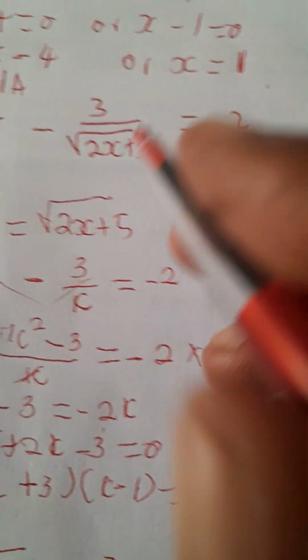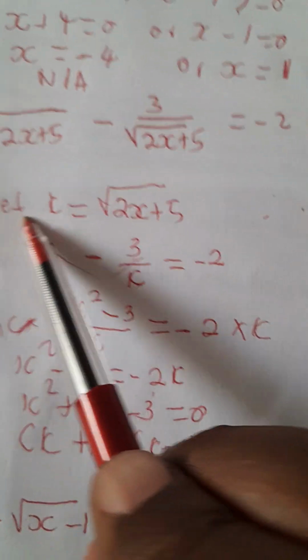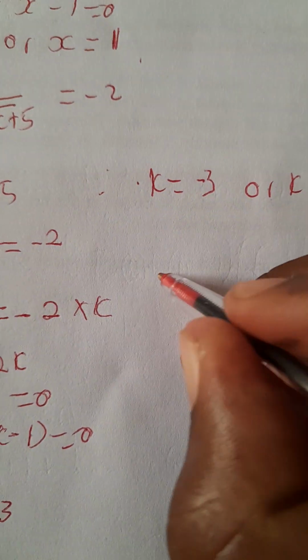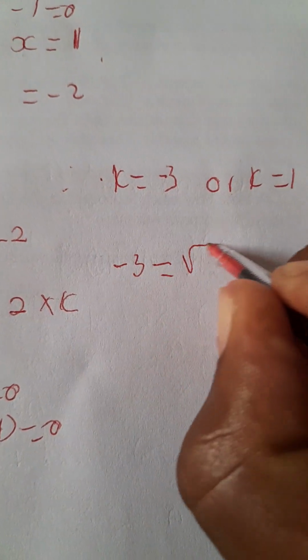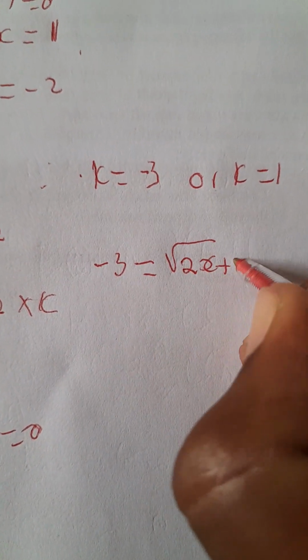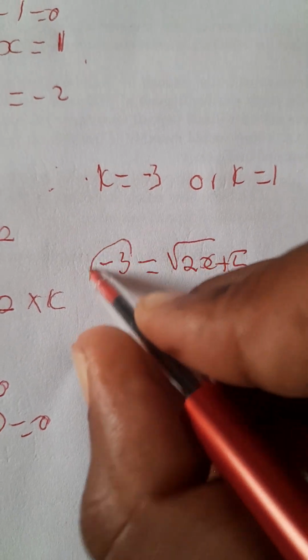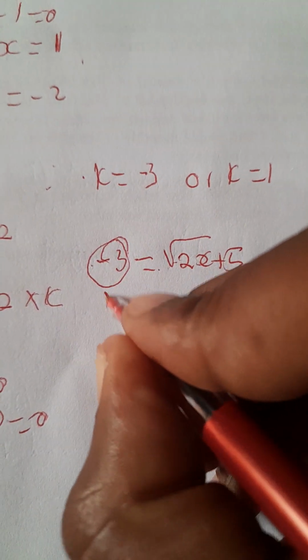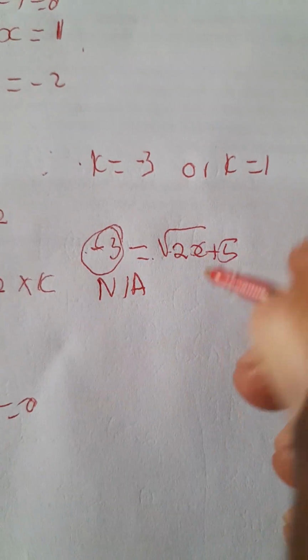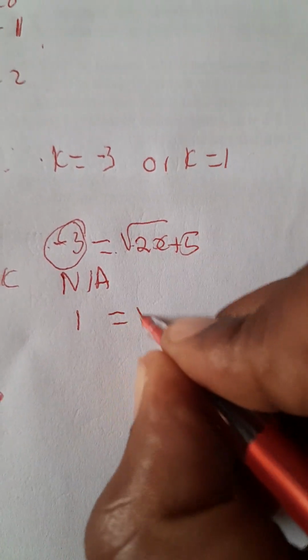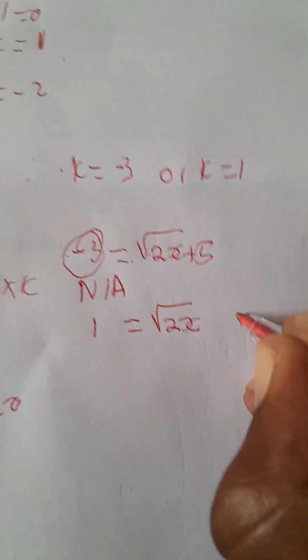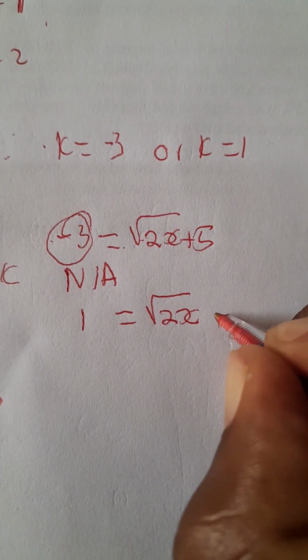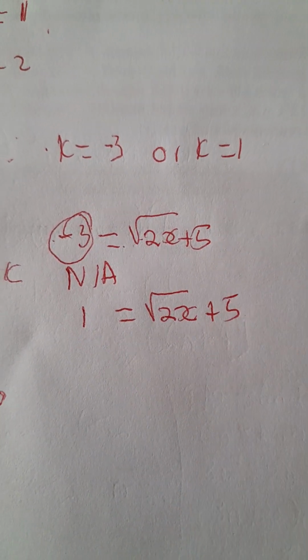So we go back where we said let k, where there's k, now we place this. We now have negative 3 equals root 2x plus 5. Oh, we cannot have a negative root. This cannot be equal to a negative. So this is non-applicable. So let's plug in 1. So we are going to have 1 equals root 2x plus 5 in this case.